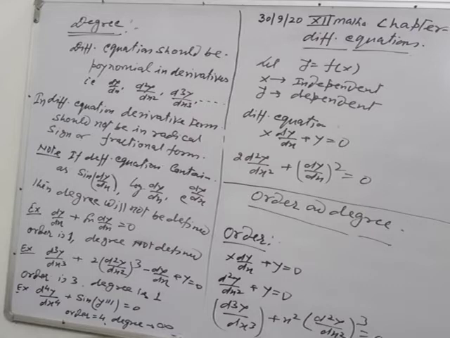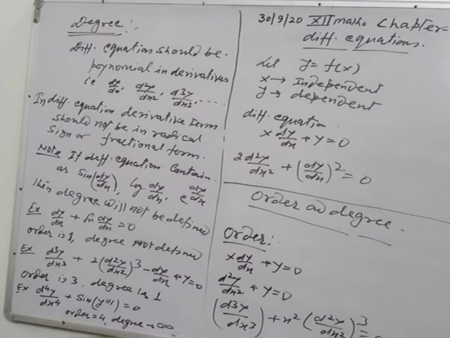For example, in x dy by dx plus y is equal to 0, here order is 1, means the equation has been differentiated one time. In next, d2y by dx2 plus y is equal to 0, d2 means second order, means here the equation is differentiated two times, d2y means second order derivative. In next, d3y by dx3 plus x square (d2y by dx2) whole cube is equal to 0. So the maximum order derivative term is d3y by dx3. So you can say here order is 3.